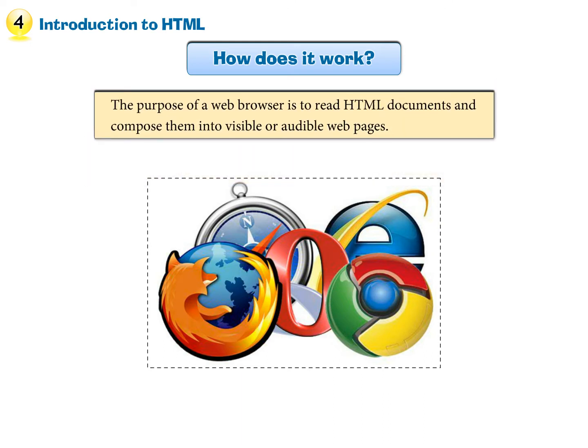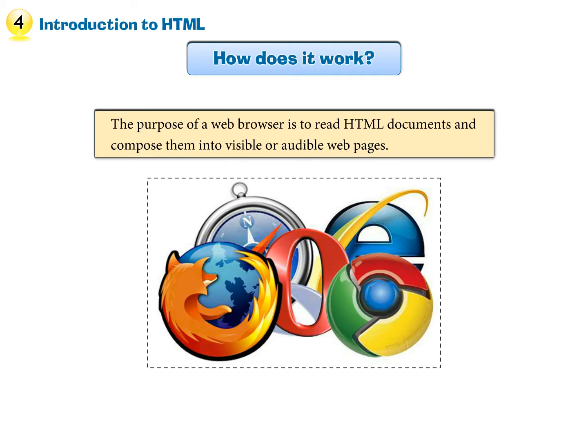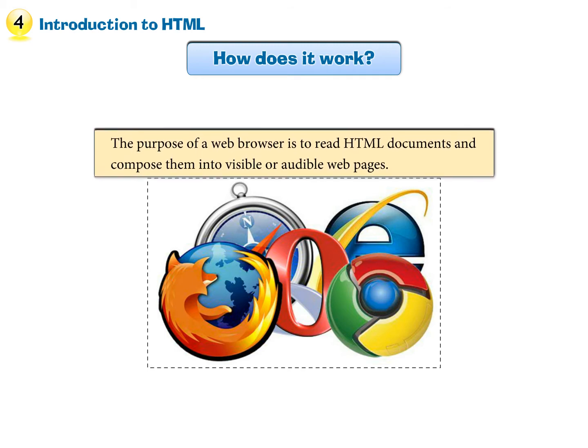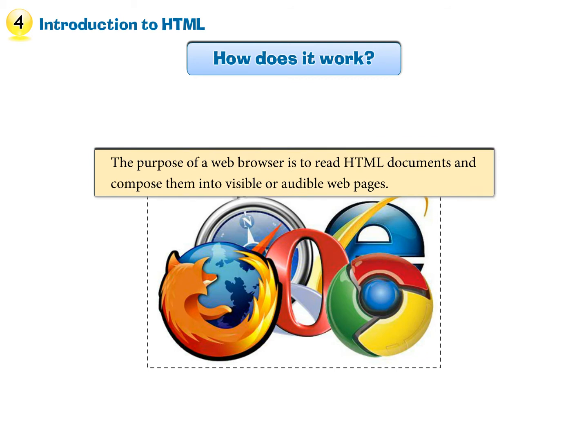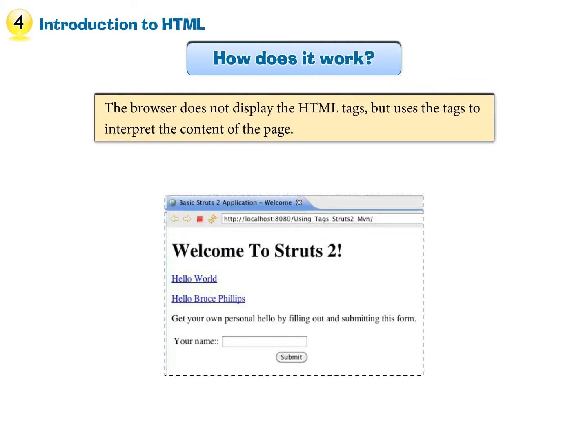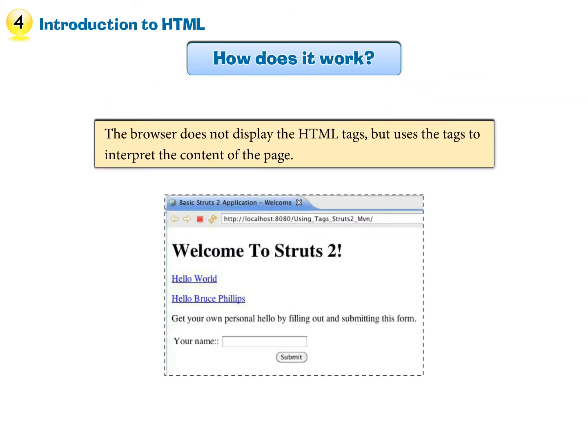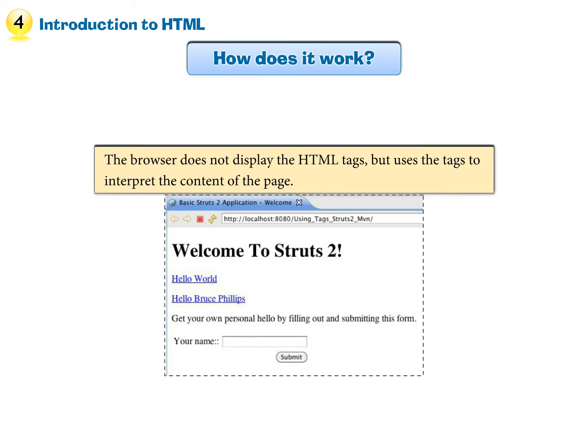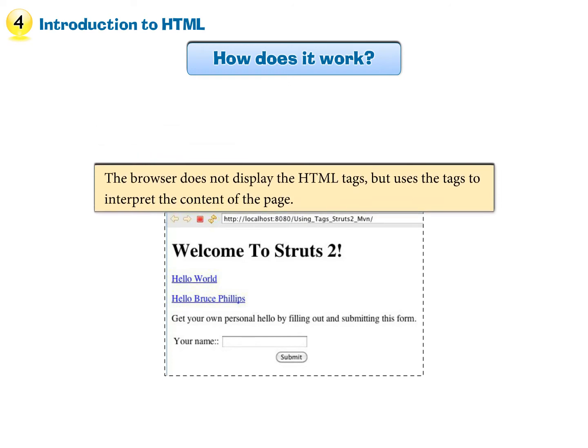The purpose of a web browser is to read HTML documents and compose them into visible or audible web pages. The browser does not display the HTML tags, but uses the tags to interpret the content of the page.